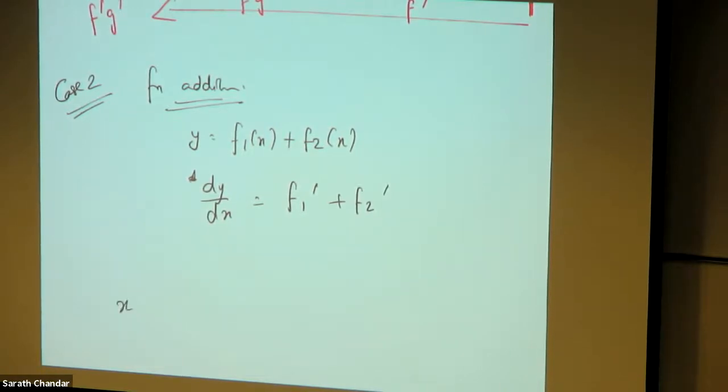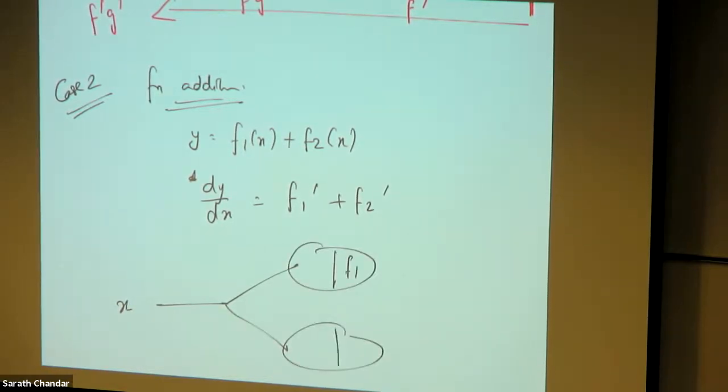So you have x. Now x is passed to two units in parallel. The first one is going to be f1, the second one is going to be f2. And then you have an addition unit, which gives you f1 of x plus f2 of x, right? So the forward prop is clear. Now let's do back prop. So when we do back prop, I'll put number 1 here.